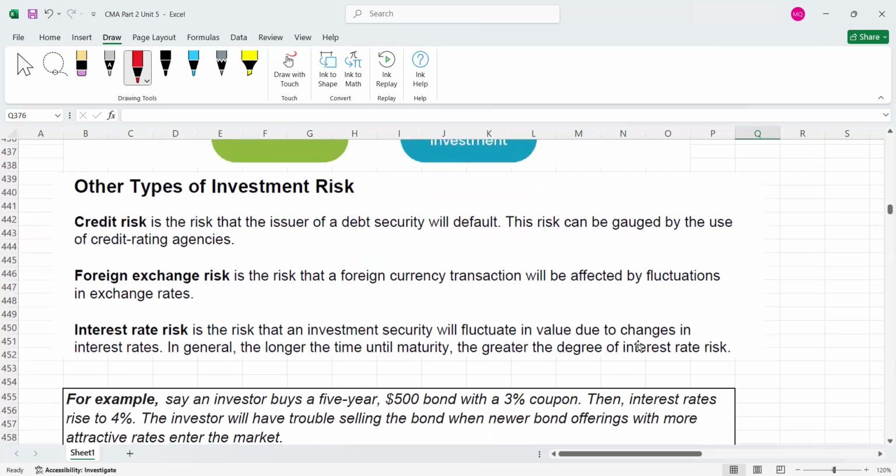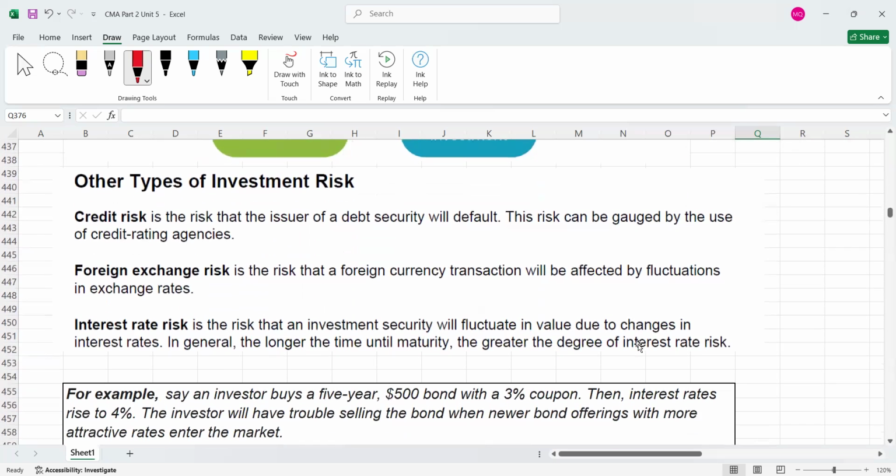Now we are going to discuss other types of investment risks, so please don't forget. One is called credit risk. These kinds of things we have already discussed in other lectures, but again, it's a kind of repetition you have to remember.